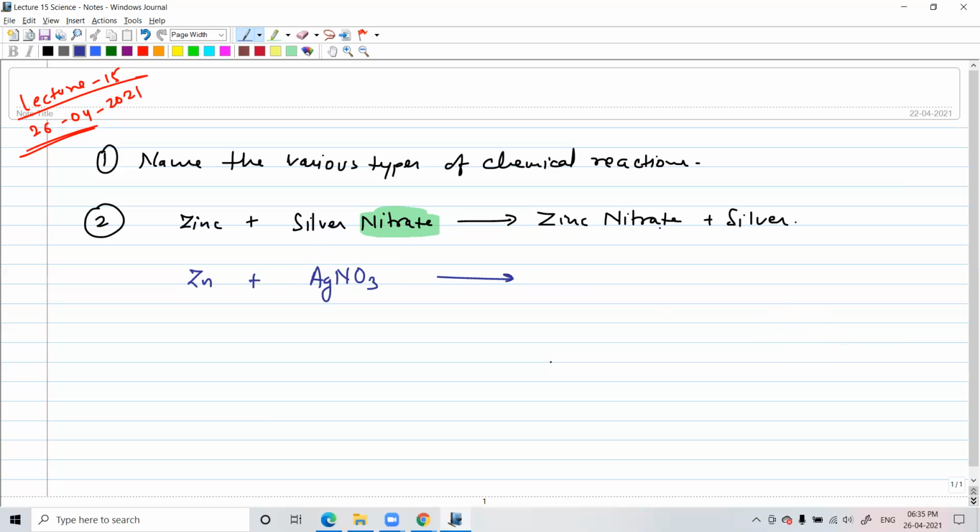And this gives zinc nitrate. What will be the formula for zinc nitrate? ZnNO3, sir. Yes, it will be Zn and NO3, whole 2. Yes, nitrate will have a whole 2.